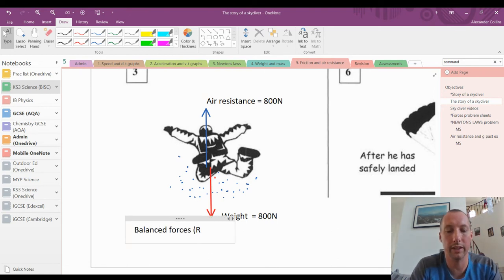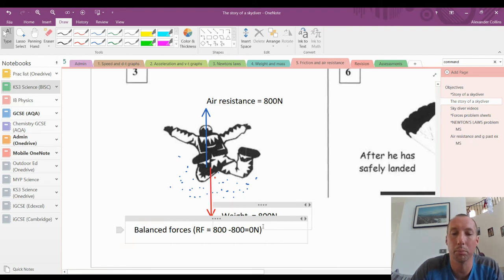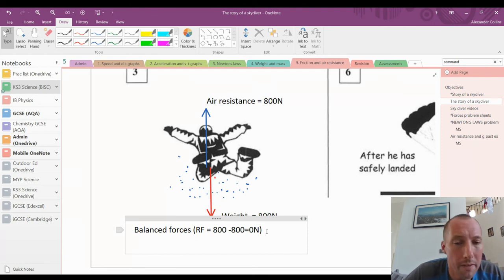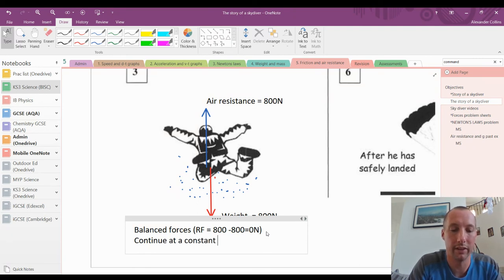If I wanted to calculate the resultant force this time, it's going to be 800 minus 800, which is equal to 0. There is no resultant force. We've got balanced forces. Now, Newton's first law told me what could happen in the event of balanced forces. There were two possibilities: either it's going to remain stationary or it's going to continue at a constant speed. And the situation determines which is going to happen. Was the object moving before the forces became balanced, or was it not? Well, in this case, clearly the skydiver was moving before those forces became balanced. So what we're going to write then is that it is going to continue at a constant speed.